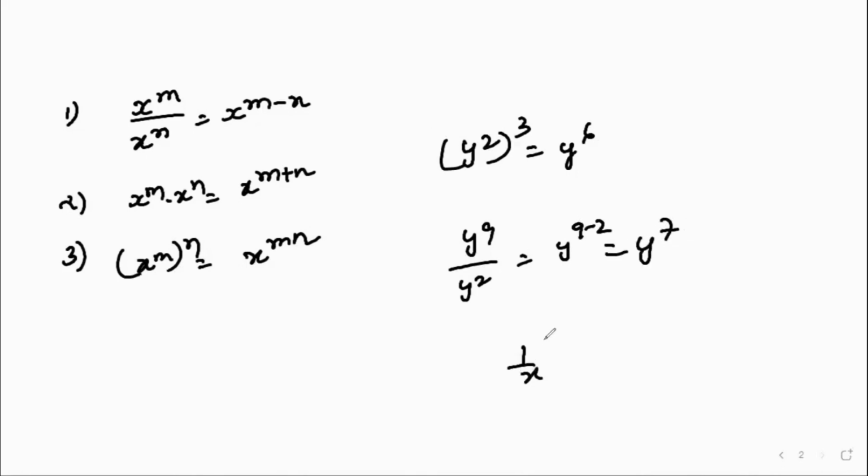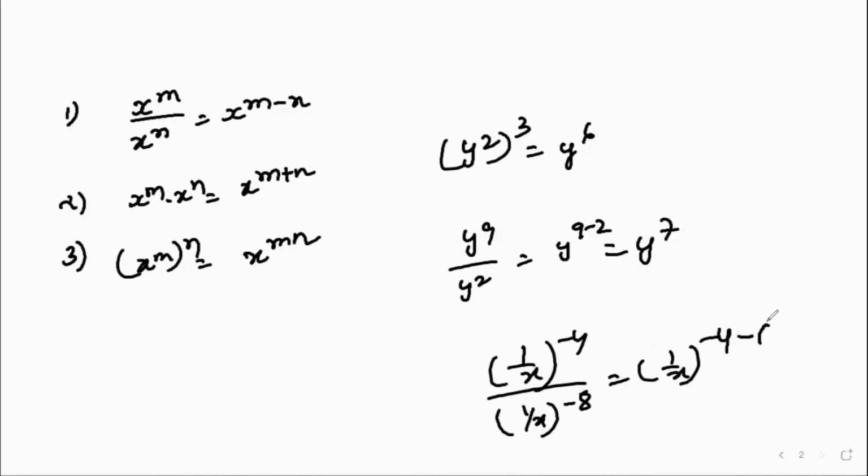So what is 1 by x to the power of minus 4, divided by 1 by x to the power of minus 8? It is 1 over x to the power of minus 4 minus of minus 8. Dividing means automatically you subtract the powers, so minus 4 minus of minus 8. That means 1 by x whole to the power of minus 4 plus 8, which is equal to 1 by x whole to the power of 4.